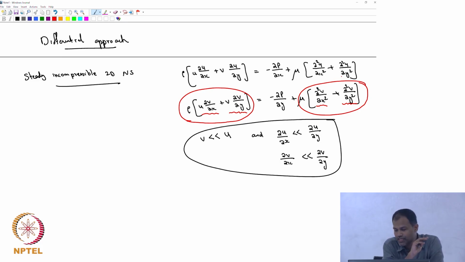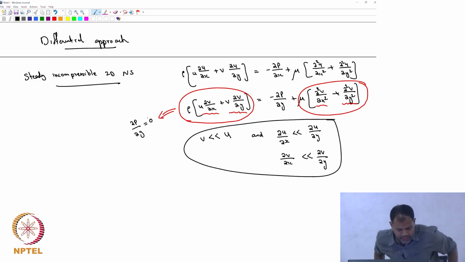The reason I want to say it is because if you look at this entire equation, these terms will come out so small that you essentially end up with ∂p/∂y being 0. In other words, the pressure variation across the boundary layer is negligibly small. And so pressure variation is only in the x direction. It's not there in the y direction inside a boundary layer.